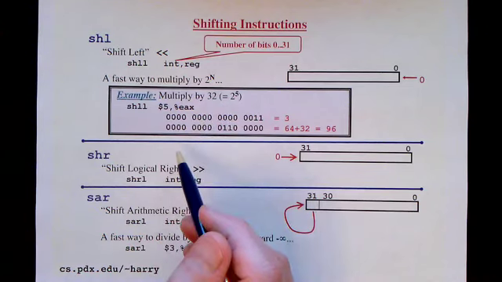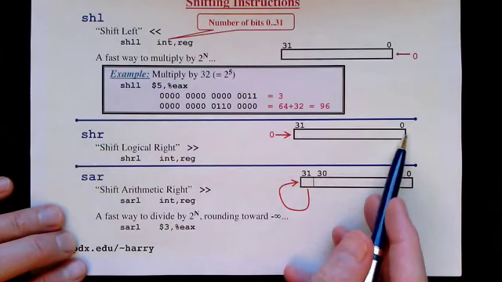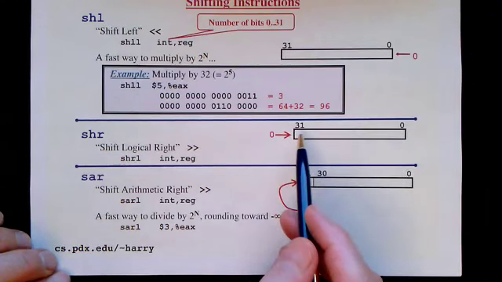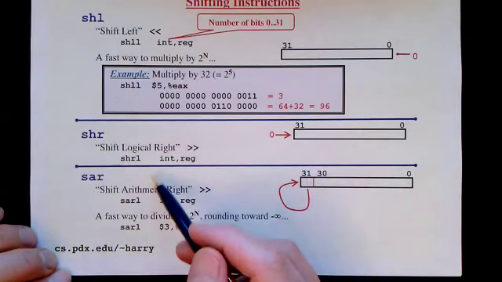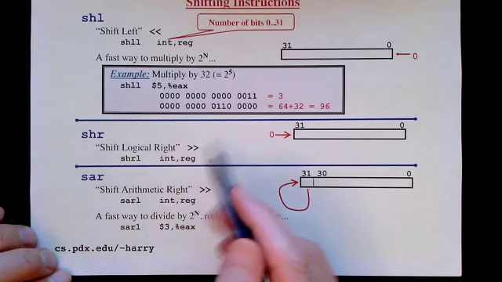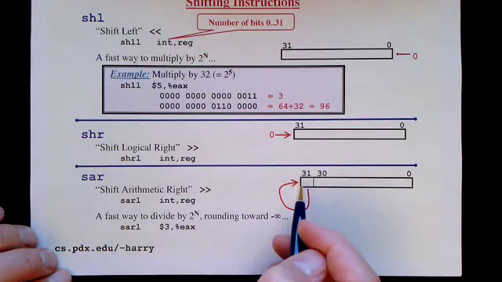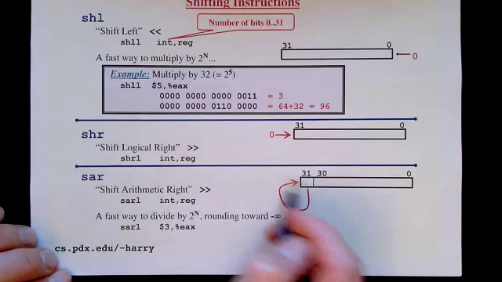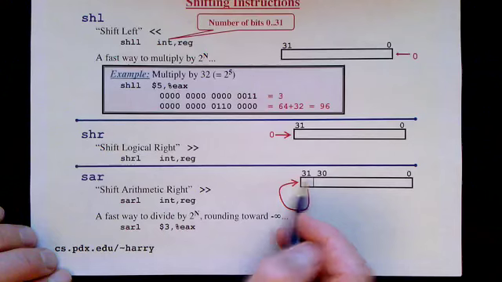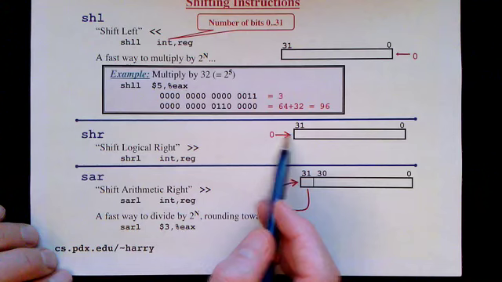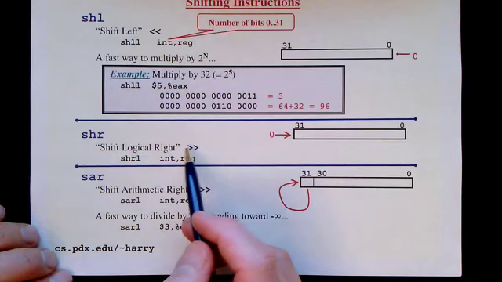Now when we shift right, we're going to shift the bits in the other direction. The least significant bits are going to be lost, and we're going to shift something in on the left. And here's where the difference is. We can shift in a 0, or we can do sign extension. In other words, we just copy the sign bit. If it was a 1, then we shift in a 1. If it was a 0, then we shift in a 0. Shifting in a 0 on the left is called a logical shift.